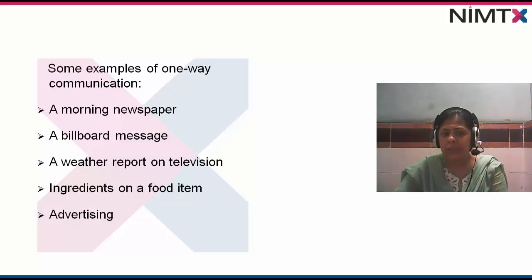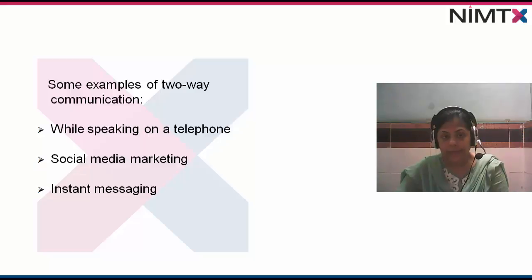A billboard message. We see advertising messages, billboard messages on every road. So that is a one-way communication from the manufacturer, from the organization to us, to consumers. A weather report on television. Ingredients on food items. When you take any food item, you see the ingredients. What does it say? They are communicating to you how this food is to be cooked. But we cannot give a feedback. Advertising, as I said.